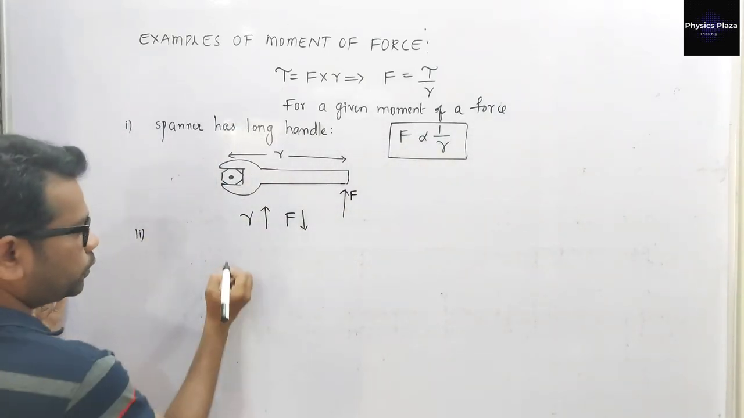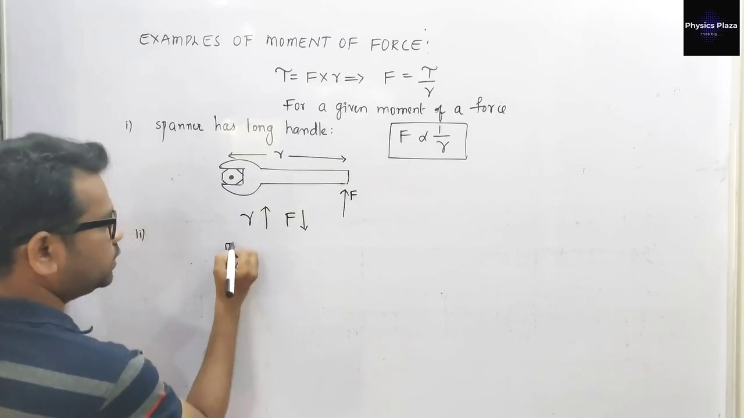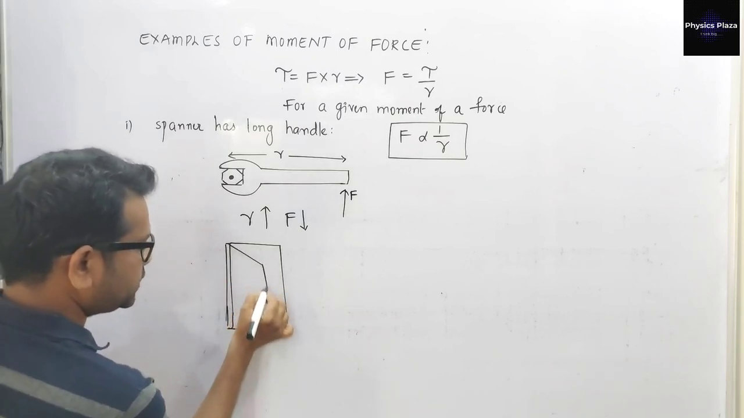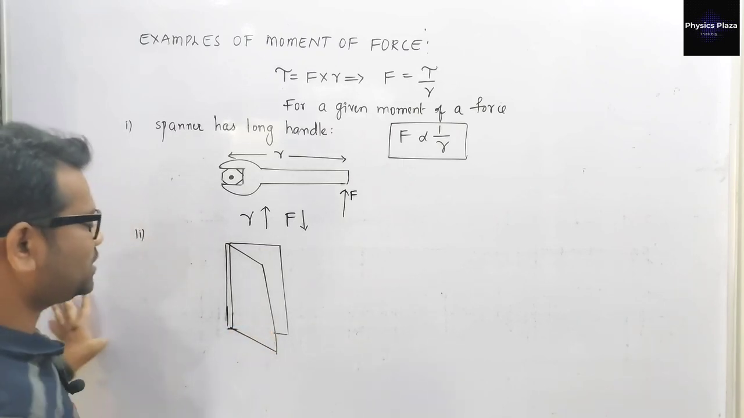Let us take the case of a door. So let us take, here is a door, for suppose, children. Here is a single door, let us take. It's not a double door, a single door. Fine. No problem. You can take a double door also, a simple door.